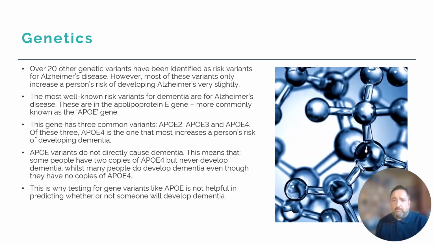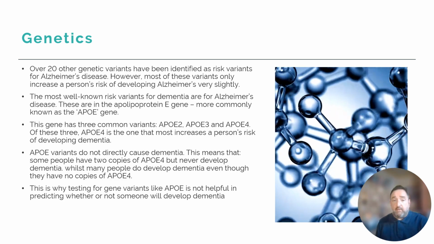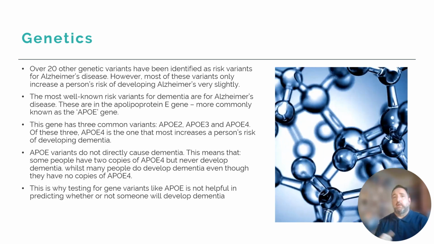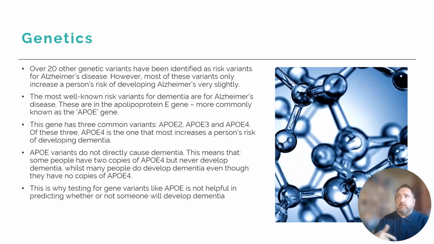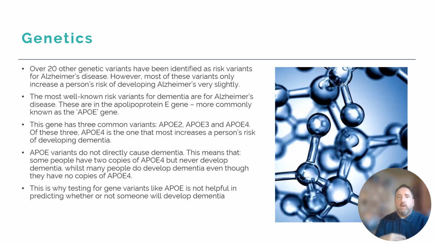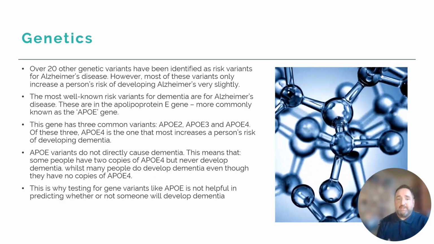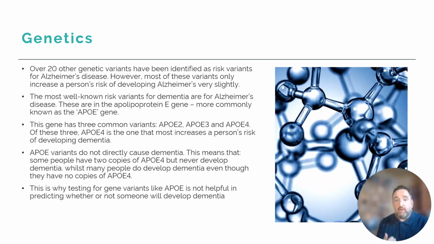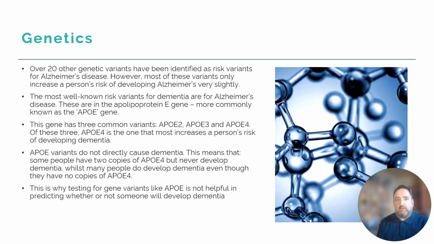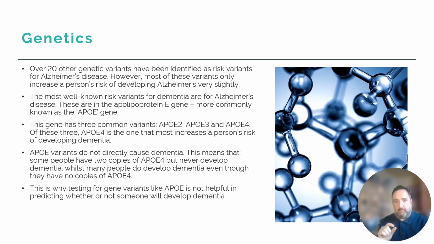In terms of genetics, again, hugely important. Whenever I've done a big event such as memory walks, you're always approached by family members who will say, my auntie had it, my dad had it, my grandma had it. Does this mean that I'm going to develop Alzheimer's? So there are over 20 genetic variants that have been identified as risk factors for Alzheimer's disease. However, most of these only increase a person's risk of developing Alzheimer's very slightly.